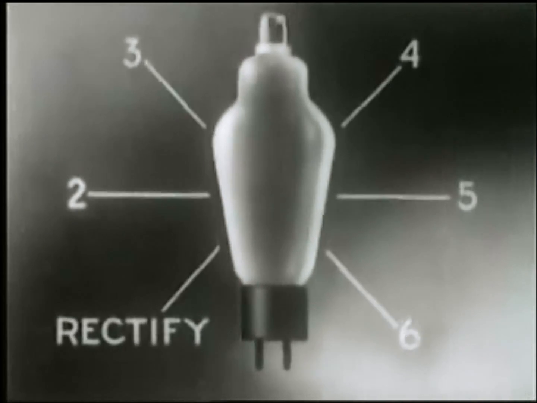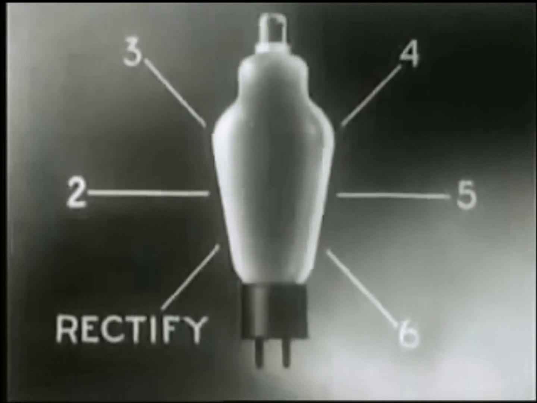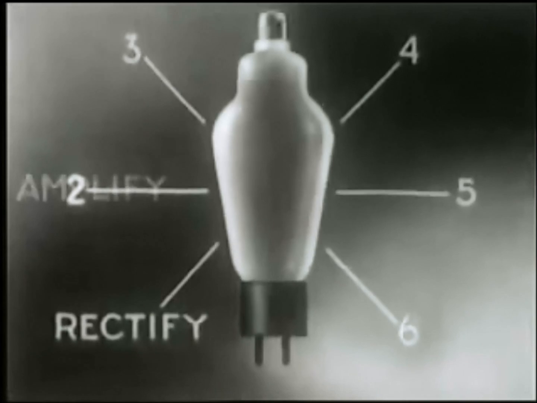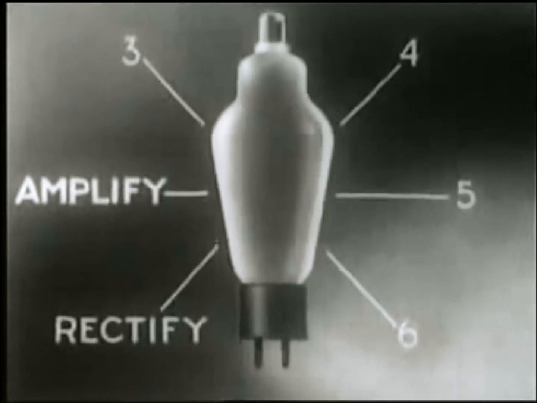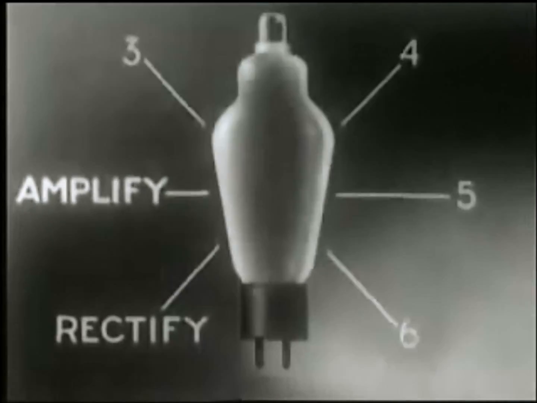We've discussed only one of the basic things we can do with the electronic tube. We can use it to rectify. The second basic thing we can do with it is amplify. Here's how.